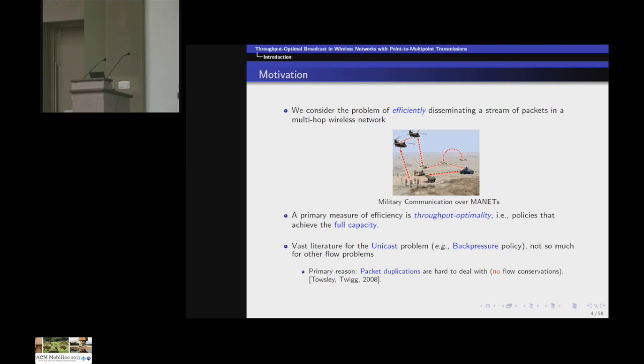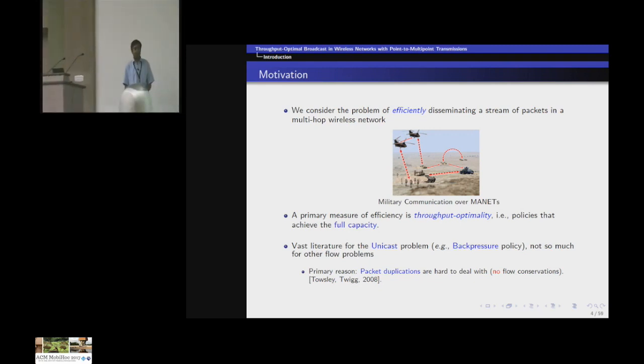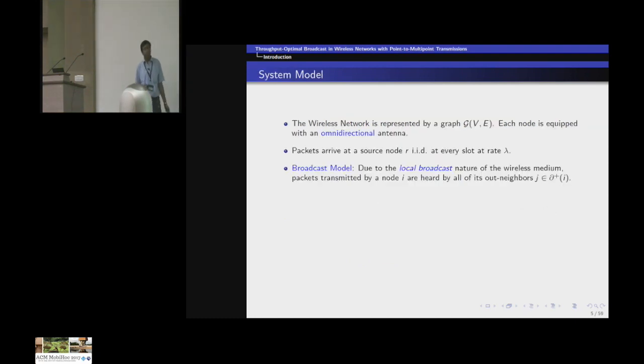There is a vast literature for the unicast version of the problem, when you have a single source and single destination. A canonical example for such a problem is the back pressure policy, that is very well known to all of you, but not so much for the broadcast problem. The primary reason is that the packet duplications that are inherent in this kind of problem are very hard to deal with. So that is why there is no flow conservation.